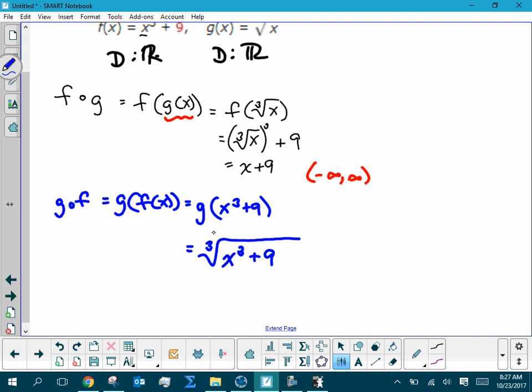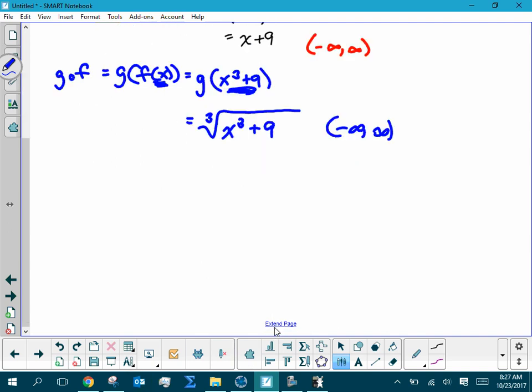In this case, we look at this thing here again. That's the inside function, or the f of x, and there were no domain issues there. So there's no restrictions with that. And then I get to the final composite, and because this is a cube root, it doesn't matter what's underneath the radical. There's no domain issues there. So again, domain is all real numbers for that.